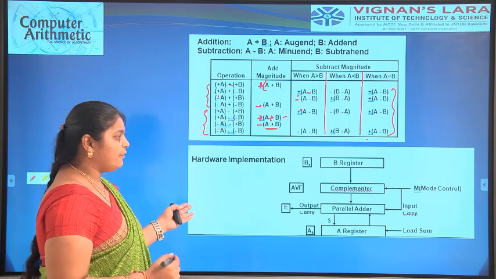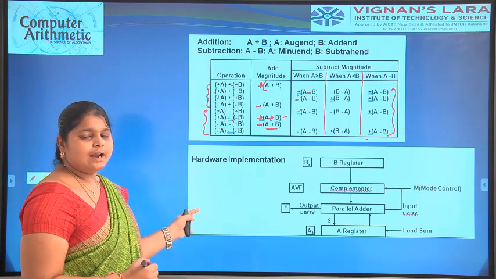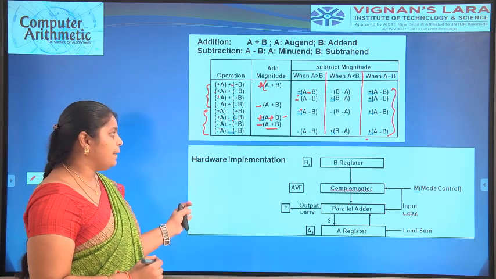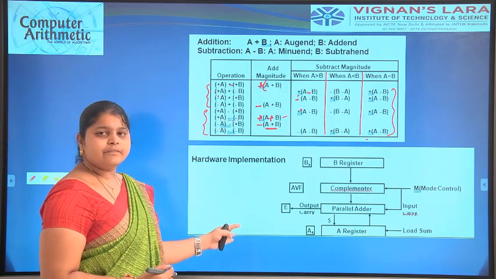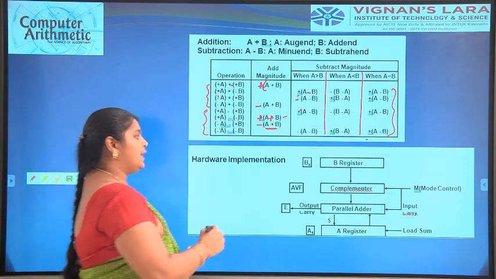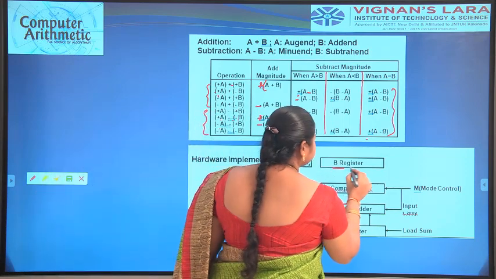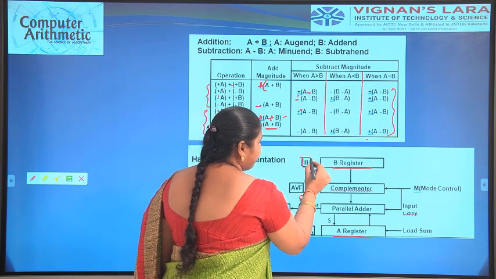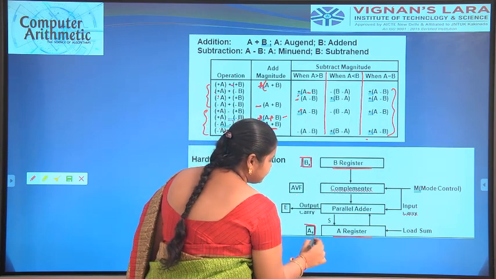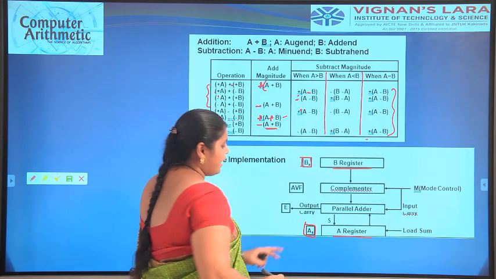Okay, this is the hardware implementation of the addition and subtraction. Hardware implementation means this whole operation can be done by using this hardware. Here we take the B register and A register, which are placed as BS and AS. This is considered as AS and BS.